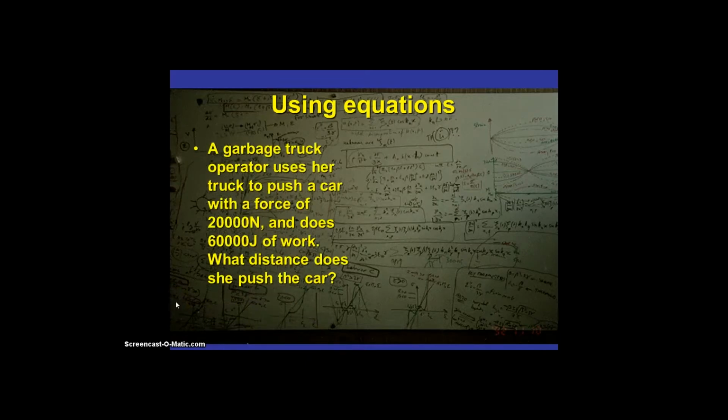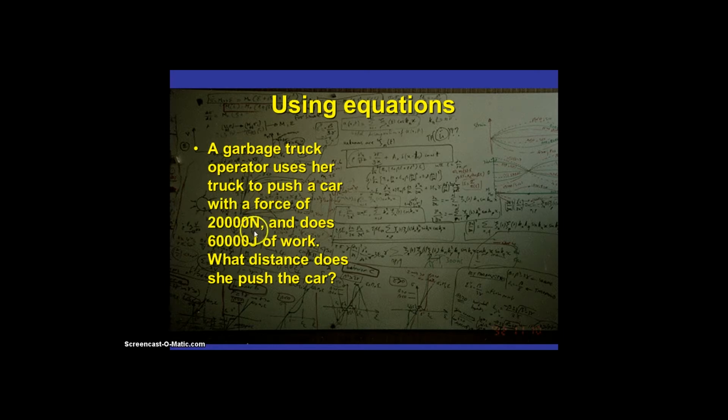A garbage truck operator uses her truck to push a car with a force of 20,000 N and does 60,000 J of work. What distance does she push the car? Okay, so remember, once again, we're looking for our numbers and figuring out what variables they belong to.